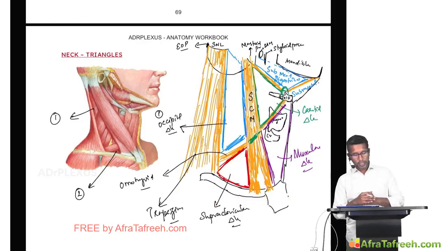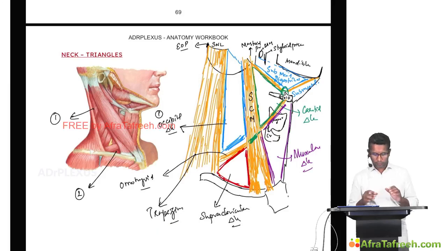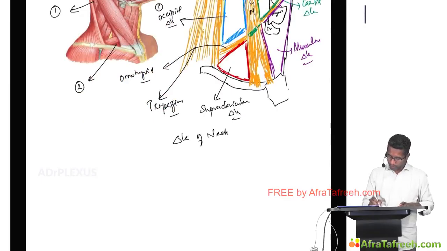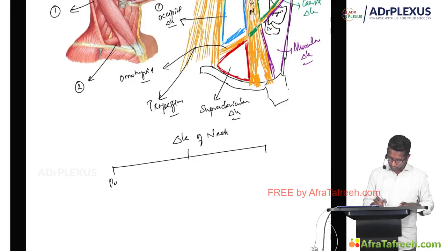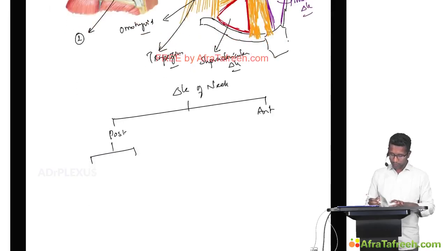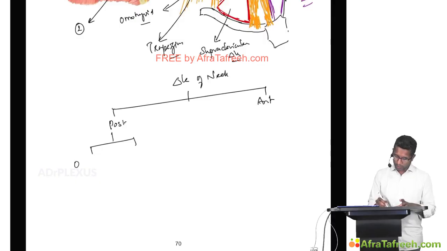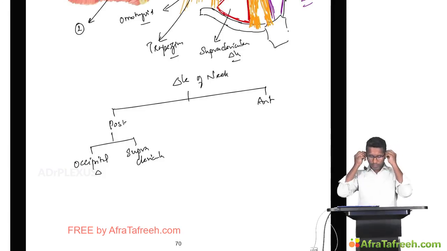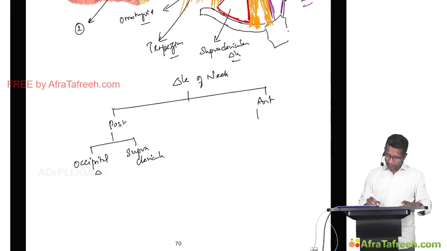So the head and neck is divided into a lot of triangles. Broadly, the triangles of the neck are divided into the posterior triangle and the anterior triangle. The posterior triangle is further divided into the occipital triangle and the supraclavicular triangle. The anterior triangle is further divided into 4.